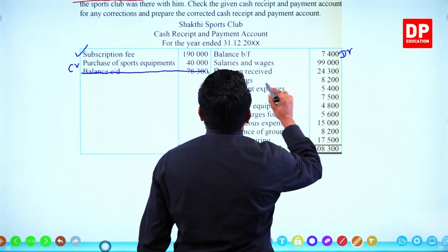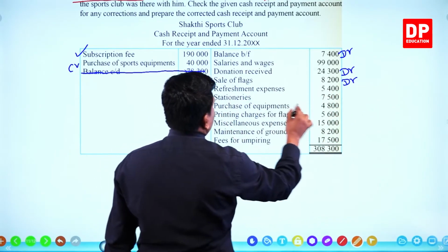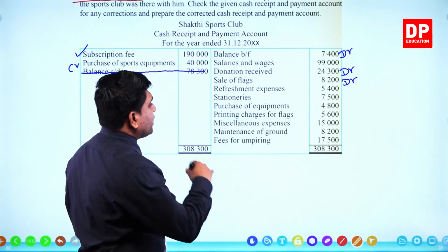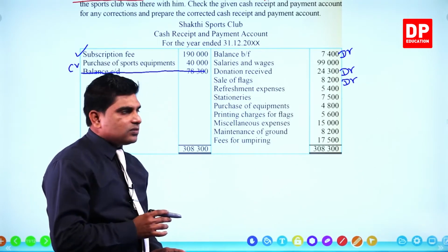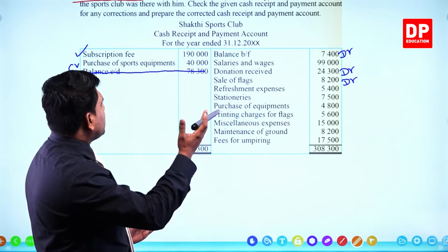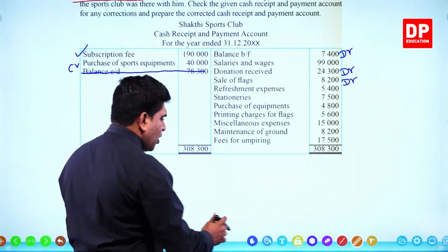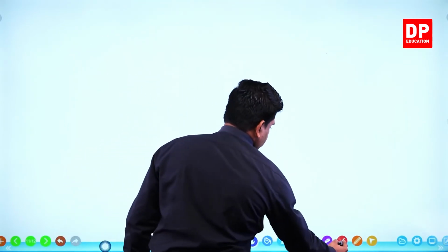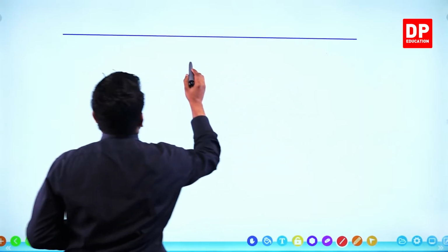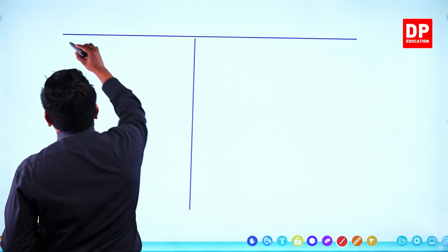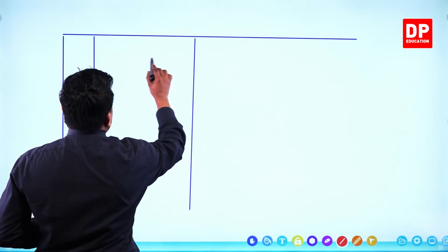Salaries and wages, correct. Donation received, debit. We receive money. Sale of flags, debit. We receive money. Refreshment expense, okay. Stationery is okay. Purchase of equipment, okay. Printing charges for flags, okay. Miscellaneous expense, okay. Maintenance of ground, okay. Fees for umpiring, okay. Remember, these are simple; there are four items to be changed. All other details are correct. Now we'll see how to do the question. Then you draw the receipts and payment account.